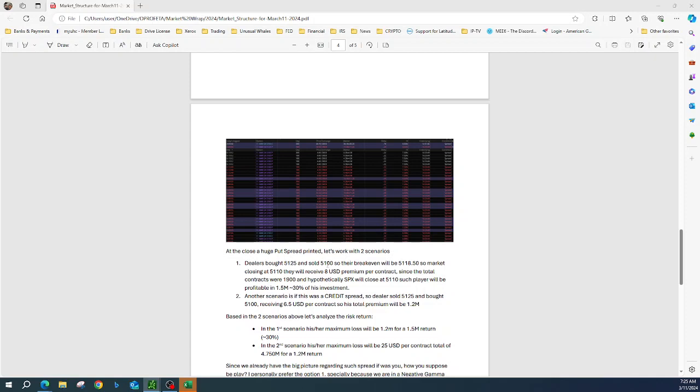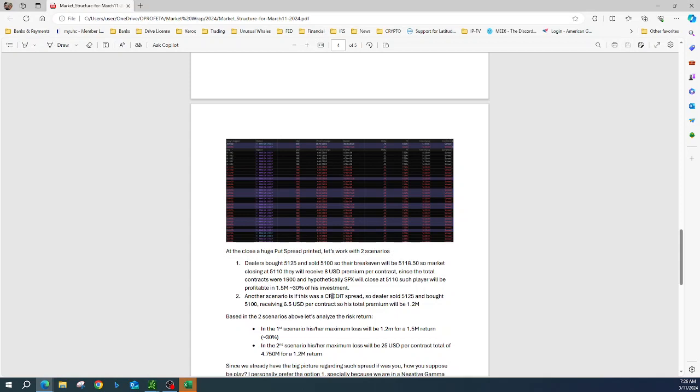So if it was a credit spread, his investment was 1.2 million, and the break-even is 5,118.50, right? If the market closes at 5,110, he will make 30%. His 1.2 million will become 1.5 million. 30% in a day. It's a lot of money, right?